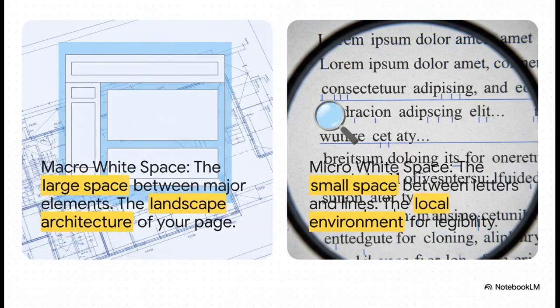Okay, so to really get a handle on this, we need to know there are two main types. First, you've got macro white space. That's the big stuff, right? The space between your major sections, like your header and your body text, or between columns. It's the landscape of your page. Then there's micro white space. This is all the small, detailed stuff. The space between lines of text, between paragraphs, even between individual letters. This is what makes text actually readable and not a total chore. And you absolutely need both.